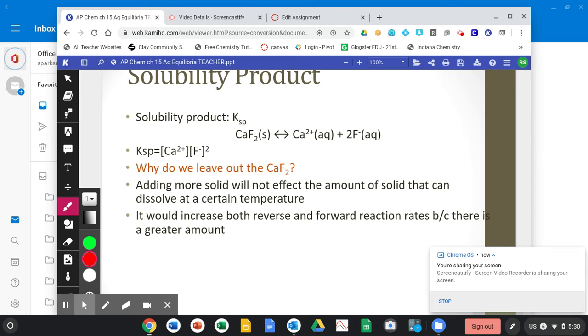So a solubility product is just like our other K values. If it's a solid, it's not going to be included, so we're going to leave it out. And so it is going to be the concentration of calcium times the concentration of fluoride squared because of the coefficient of 2. Adding more solid will not affect the amount of solid that can be dissolved at a certain temperature. It'll just hang out at the bottom, so that won't make a difference. It would increase both reverse and forward reaction rates because there is a greater amount.